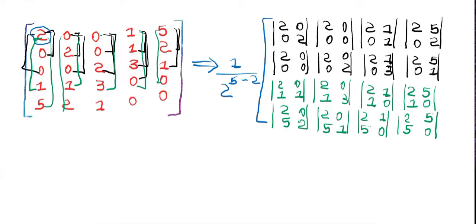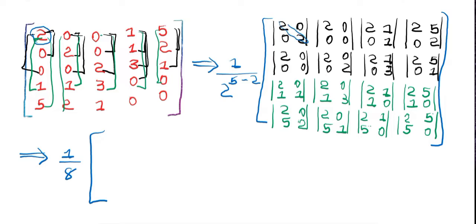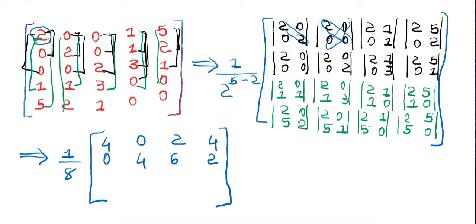Then after, you just need to solve this as you solve the 2 cross 2 determinant. So here 1 upon 2 raised to 5 minus 2, which will be 1 upon 8. And this, after solving, we get 2 into 2 minus 0 into 0. That is 4. Then 2 into 0 minus 0 into 0. So it will be 0. Then 2 into 1 minus 1 into 0, which is 2. Then 2 into 2 minus 5 into 0, so it will be 4. Same way, you have to solve for all the determinants.